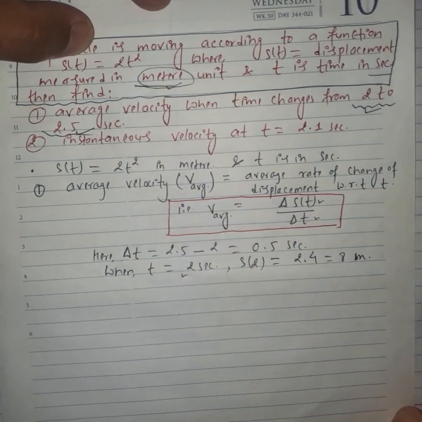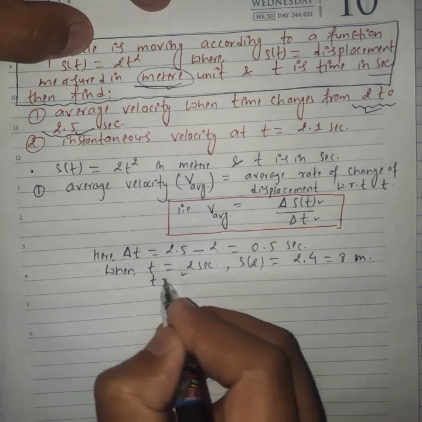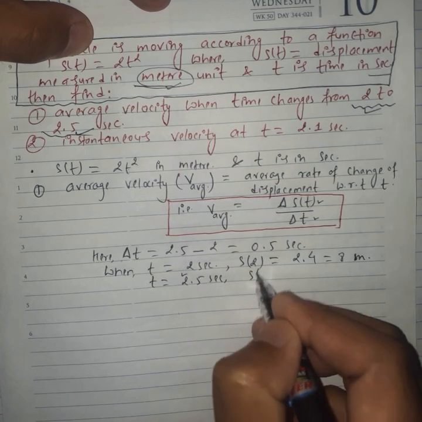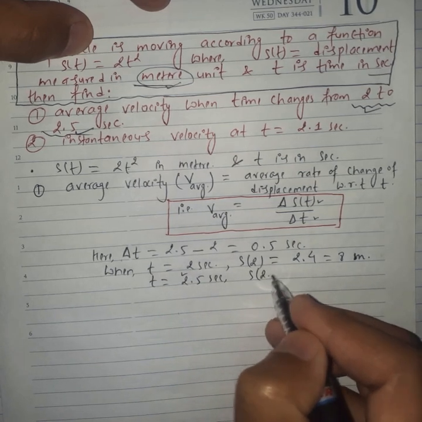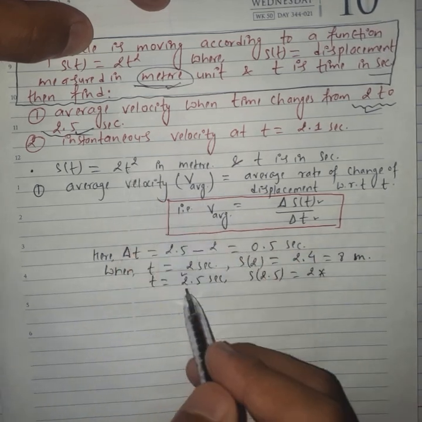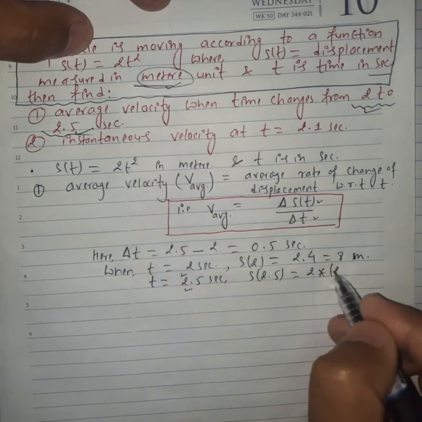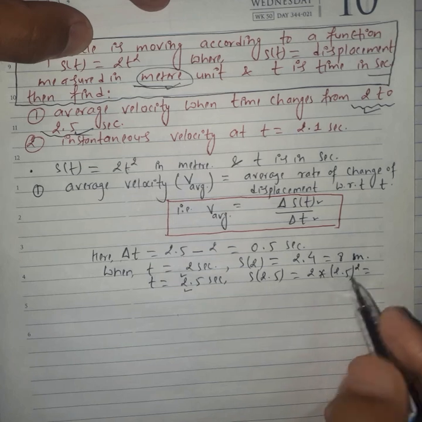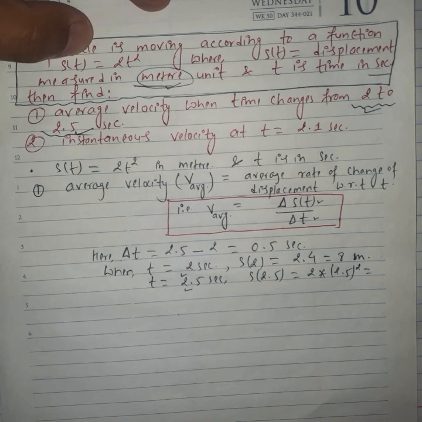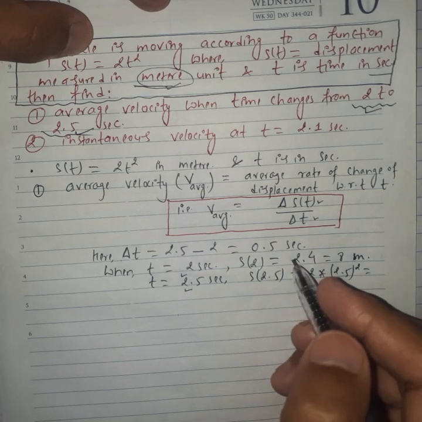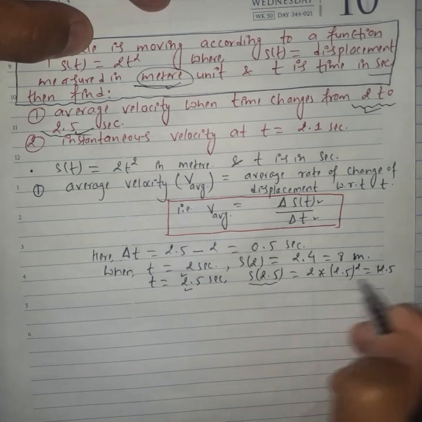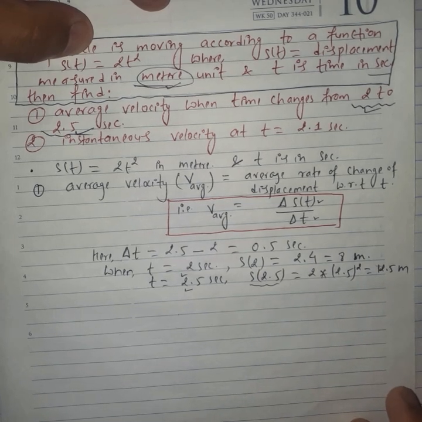Similarly, when t takes the final value 2.5 seconds, the corresponding displacement s of 2.5 is 2 times 2.5 square, putting t as 2.5. After calculating, we get the value 12.5, and the displacement is measured in meters, so 12.5 meters.